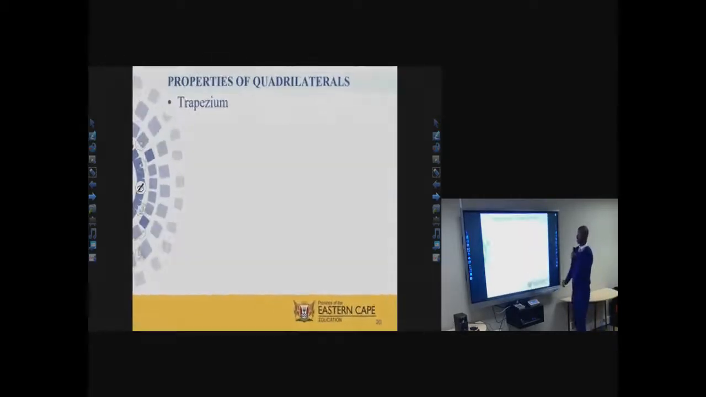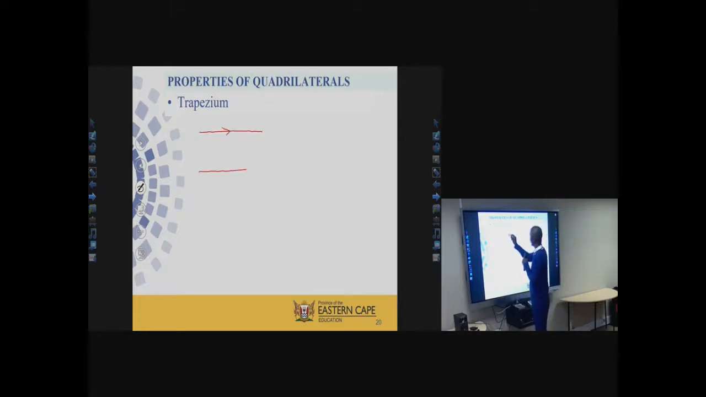Right. Then trapezium. In a trapezium, as long as there is one pair of sides which are parallel, maybe this is parallel to that, then it doesn't matter. These ones must not necessarily be parallel, as long as you are having one pair of opposite sides parallel.